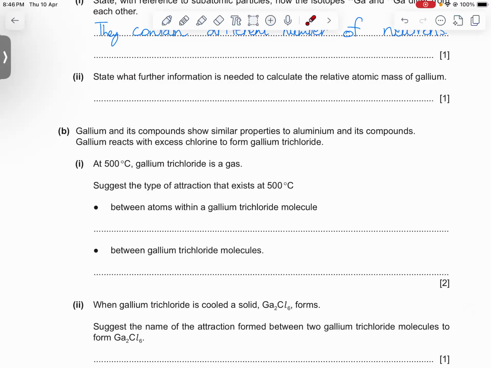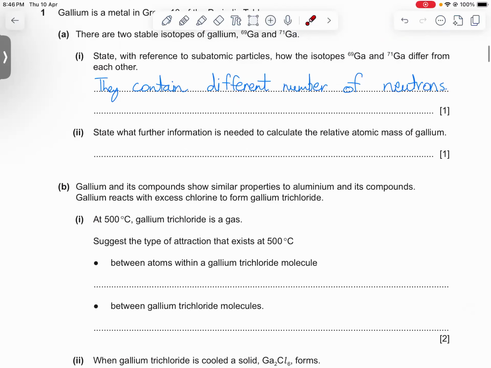State what further information is needed to calculate the relative atomic mass of gallium. All right, so if we want to calculate the relative atomic mass, what are the things we need? For that, you need to know the formula of relative atomic mass. And what is the formula? The formula is the summation of percentage abundance multiplied by isotopic mass, divided by 100, right?